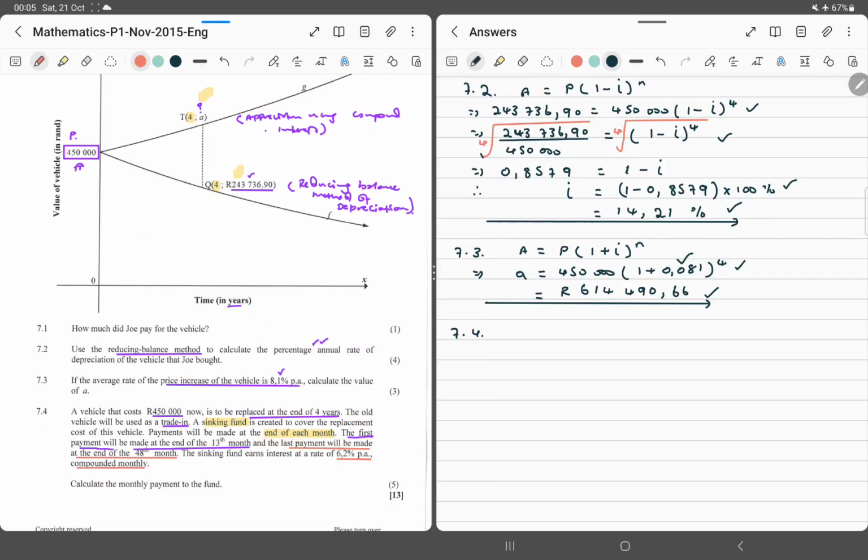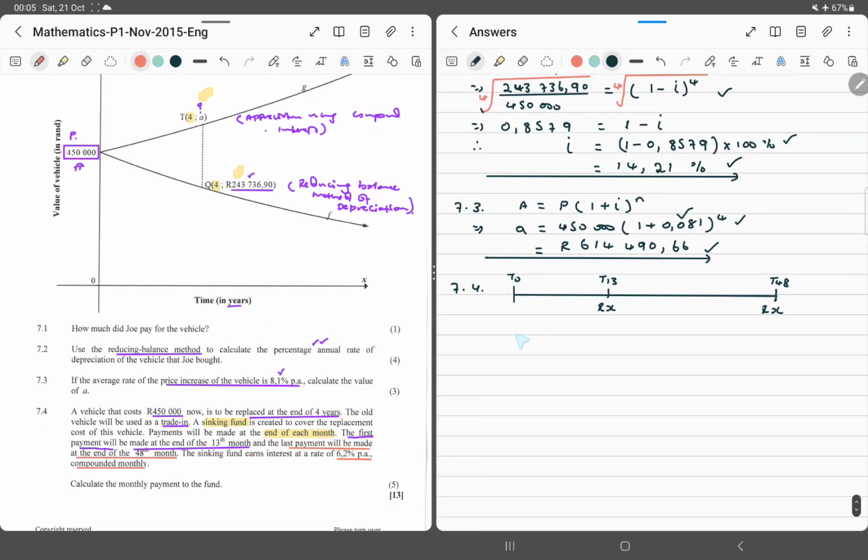Okay, so that's fine. So we know that, okay, we've got to do our timeline. But we've got to be smart about our timeline. T48, this is the end of 4 years. And then we are paying at the end of the 13th term. So we're paying an X amount here. Okay. T0, we don't have anything because we're not paying. We are not paying. So we are doing this at 6.2% per annum compounded.